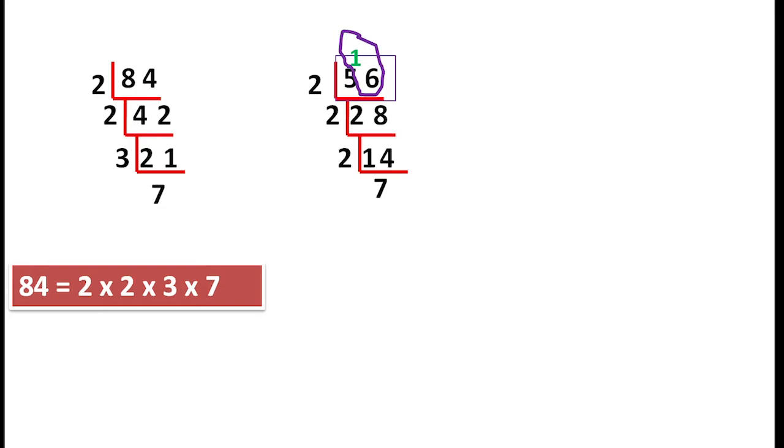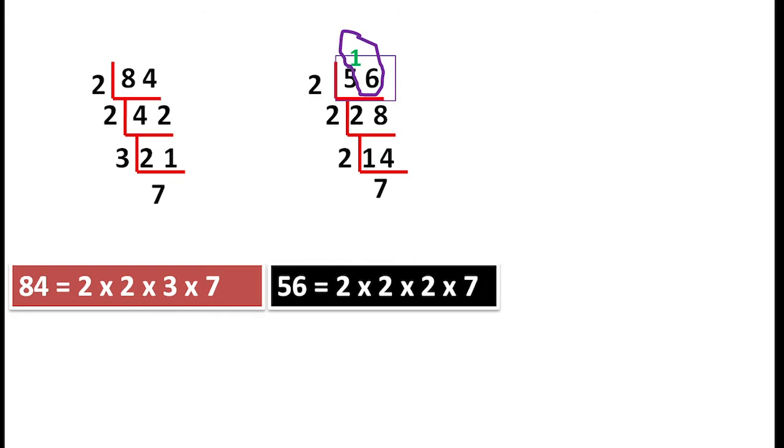We know that 2 sevens are 14. 7 is a prime number, so we have to stop there. And 56 can be written as 2 into 2 into 2 into 7. So it is the prime factorization of 56.